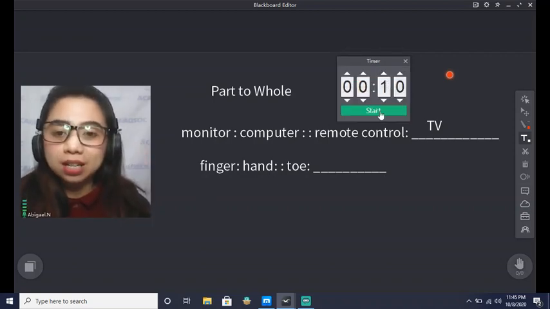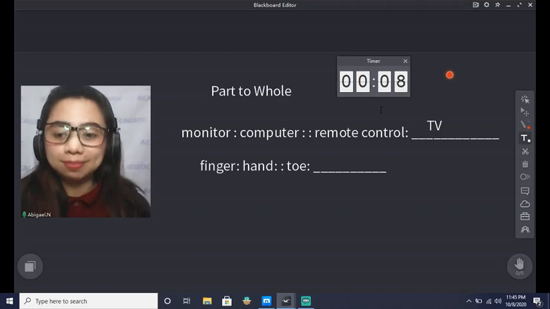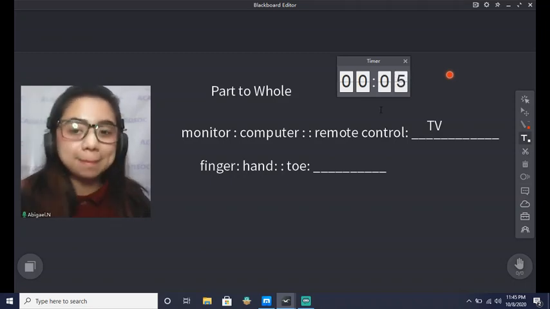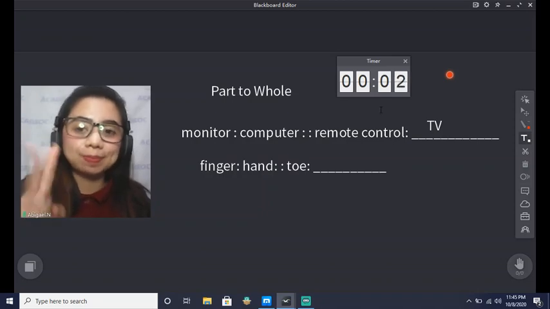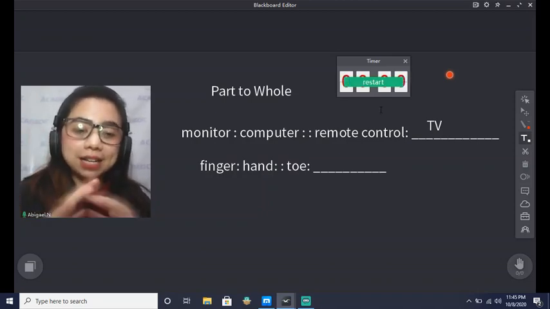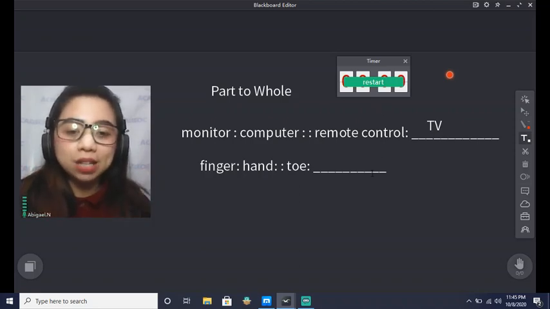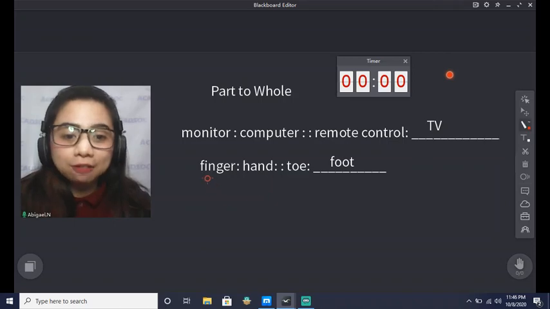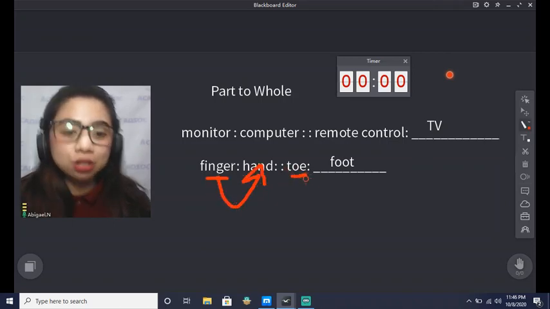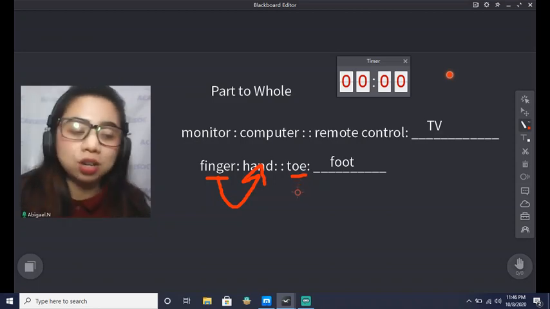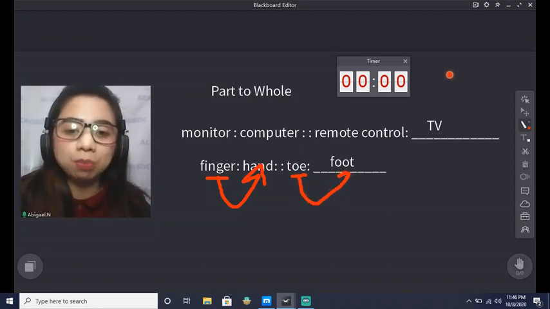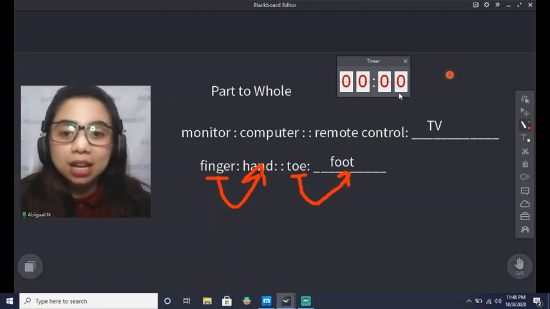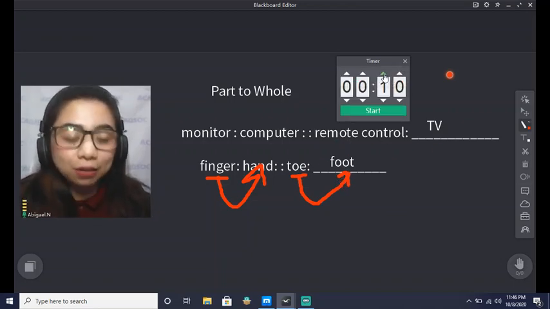Let's restart it. You have 10 seconds again. Okay, time's up. So finger is to hand, as toe is to, yes, foot. Class, please don't get it wrong. Finger is just part of the hand, and the toe that we can touch right there is just part of our foot. Now I'll set the timer again to 20 seconds for you to think of your own examples of part to whole analogy.